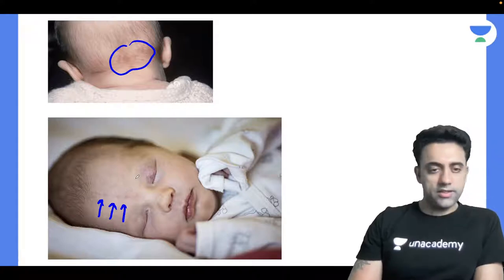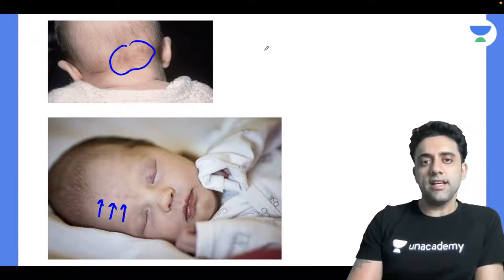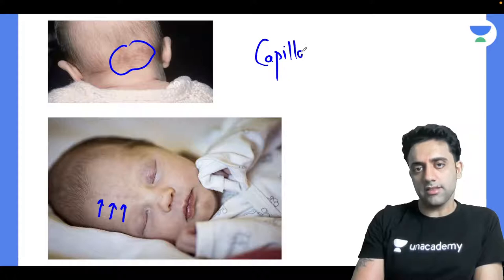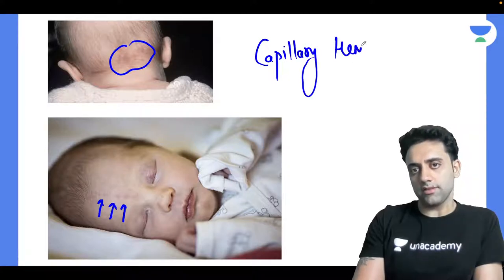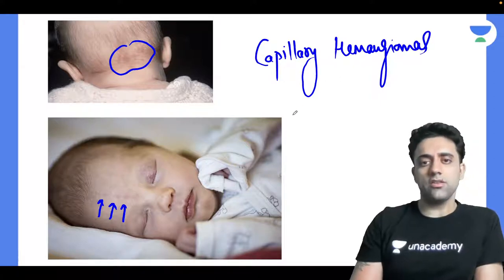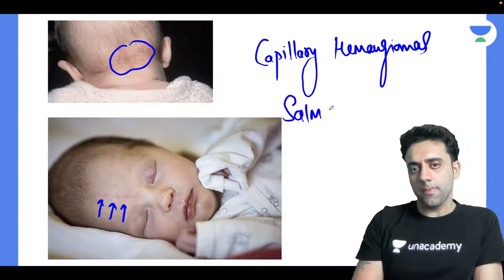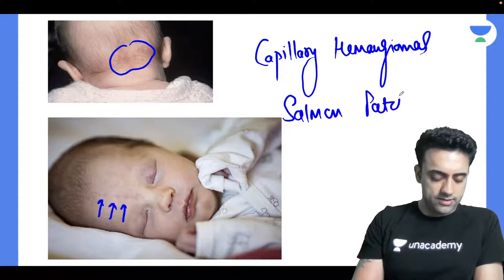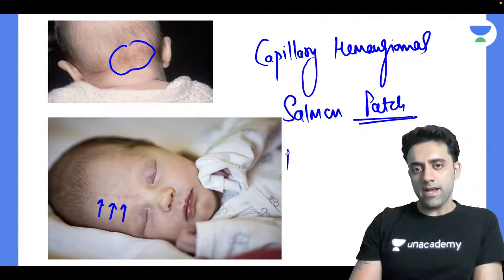Okay, what is this? These are capillary hemangiomas. These are nothing but capillary hemangiomas. And these are known as salmon patch. Very good. These are nothing but salmon patch.